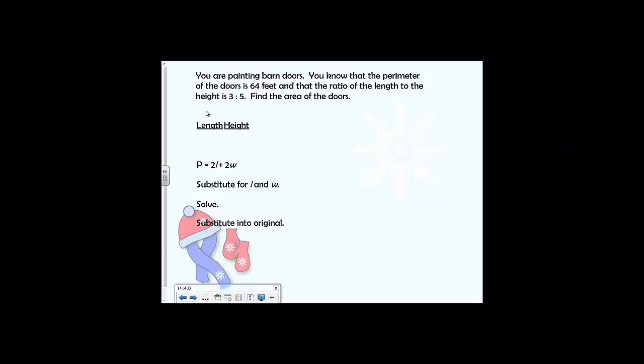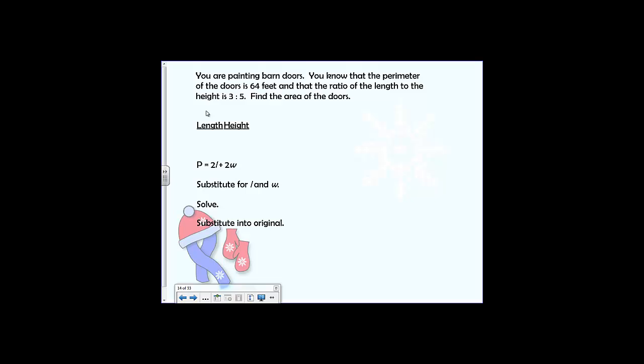Here we go. You're painting barn doors. You know that the perimeter, what's perimeter? Perimeter is the outside edge. It's the distance around the outside, right? So I could measure the distance along each wall, and I could figure out what's the perimeter of this room. So we are talking about painting barn doors.